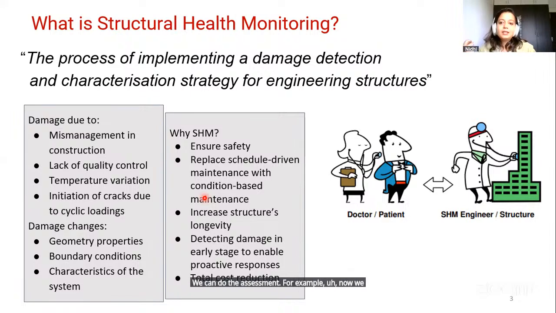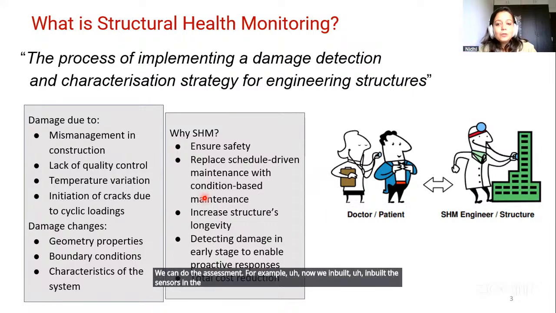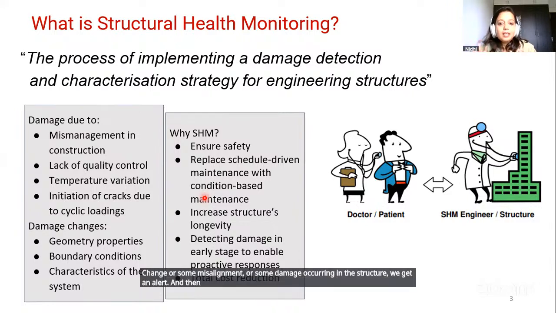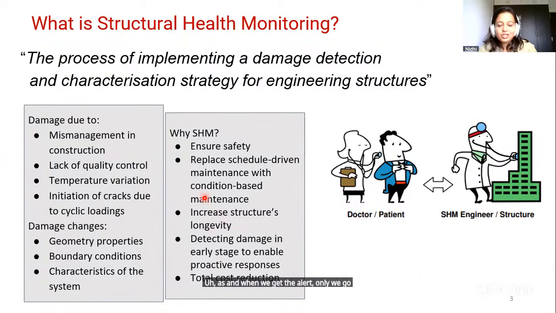For example, now we install sensors in the bridges, so we can monitor the bridges from our office itself. As soon as there is some change or some misalignment or some damage occurring in the structure, we get an alert, and as and when we get the alert, only then we go and check the condition. So it is condition based, not routine driven. Because of that, we can increase the structure's longevity, and we can detect the damage at an early stage, so as early as possible we can prevent the damage or take the remedial measures. In that way, the total cost can also be reduced.